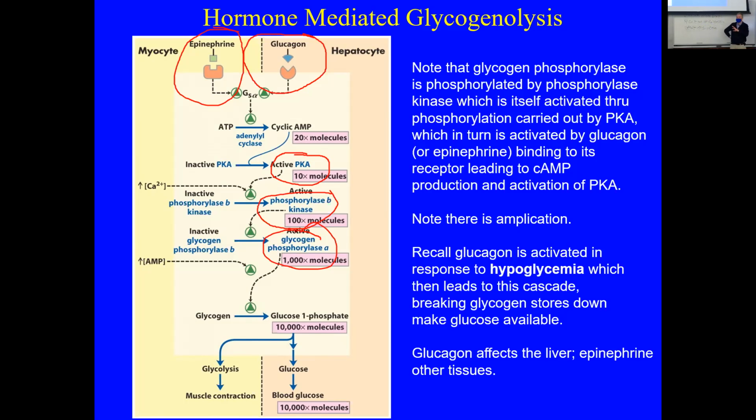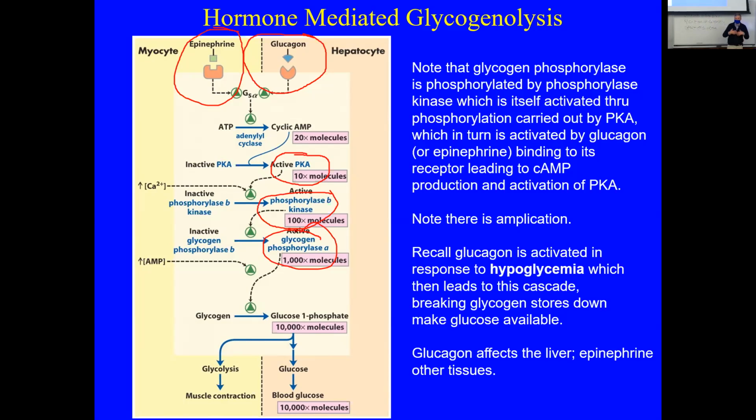So let's say a single copy of glucagon binds to its receptor, it activates adenylate cyclase activity, which is going to activate PKA. Well, maybe it's going to produce 10 copies of active PKA. And PKA, as an enzyme, can process multiple substrates, so it can process multiple copies of the phosphorylase kinase. And so now you get another amplification. So maybe now you have 100 copies of the phosphorylase kinase that are active.